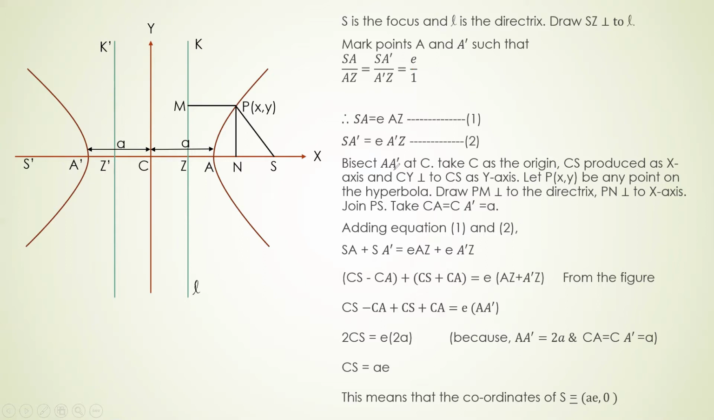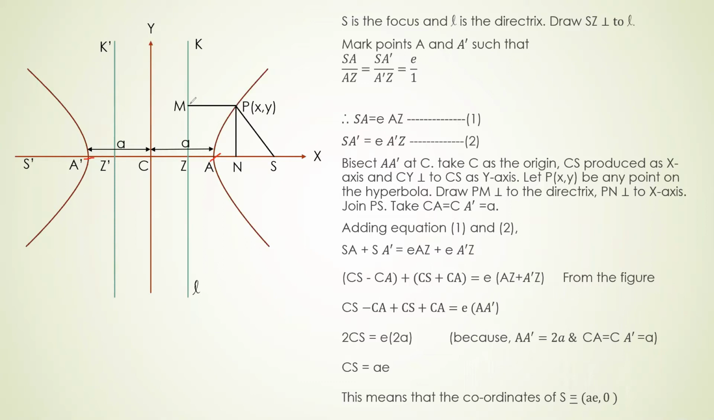Now, bisect AA dash at C. This is my A dash, and this is A. We will divide this line at C. Let us call C the origin point. Now we will produce CS on the x-axis and CY on the y-axis, with CY perpendicular to CS. Now let P be any point on this hyperbola.